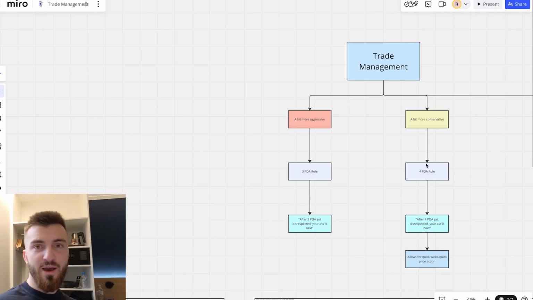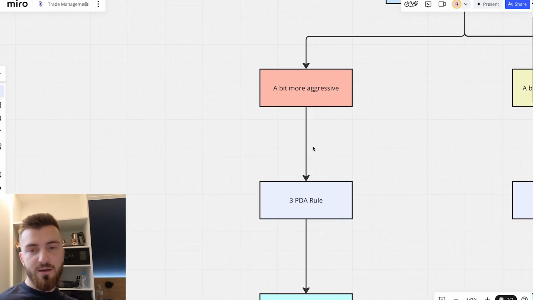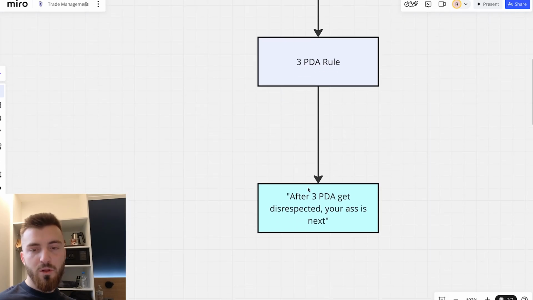And what I mean with that is that you're so attached to wanting to take a break even and to not lose that it makes you lose long term, because you're getting tagged out and then the market moves in your direction, yet you're already out because, well, you wanted to reduce the risk as much as possible. Doesn't make sense. So that's why this comes into play. So you can go a little bit more aggressive, which is the 3 PD array rule, which is after 3 PD arrays, your ass is next.